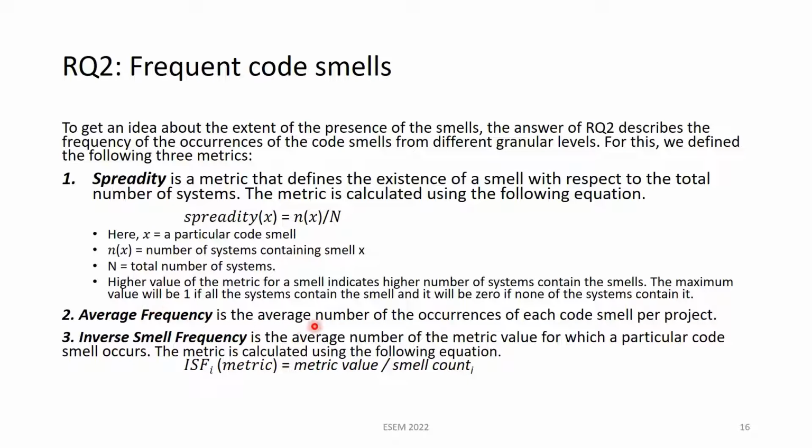Average frequency is the average number of the occurrences of each code smell per project. Inverse smell frequency is the average number of the metric value, like LOC, NOM, or NOC, for which a particular code smell occurs. The metric is calculated using the following equation. That means metric value divided by smell count.